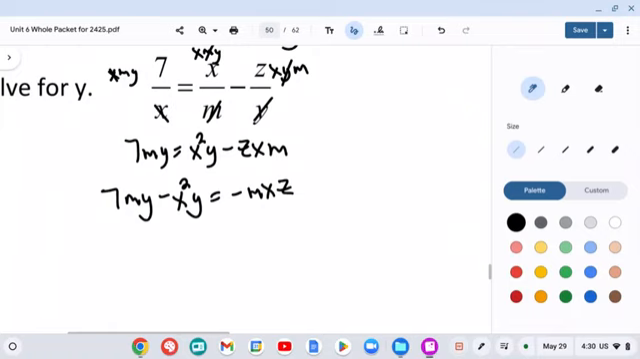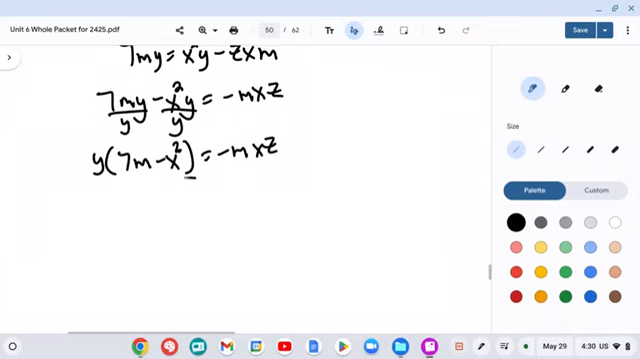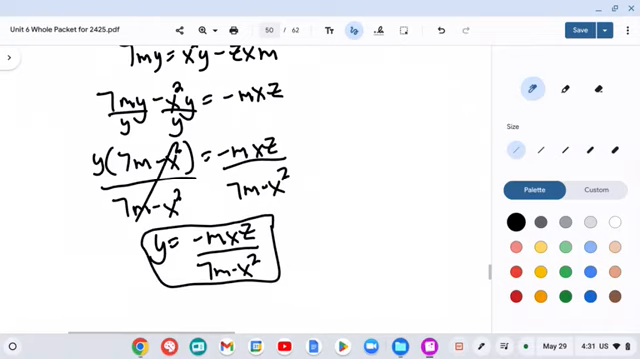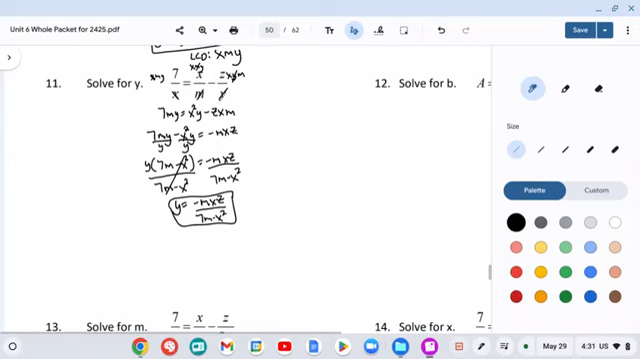I moved that x squared y to the left by doing subtraction. And now once you have the y's on the same side, you can pull out a GCF of a y. That's what we did up above. So now we're left with 7m minus x squared. And there's no more y's on the right side. And then because this y is multiplied by that parentheses, you can divide by the parentheses on both sides. And it gets rid of everything attached to the y. And now you're left with negative mxz divided by 7m minus x squared, or negative x squared plus 7m. Either one would work. So that's your 11.